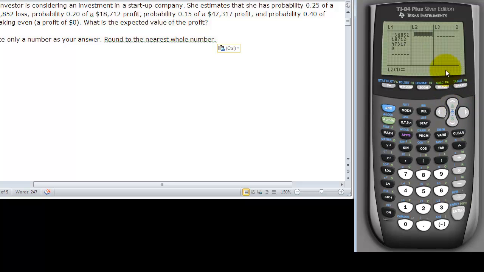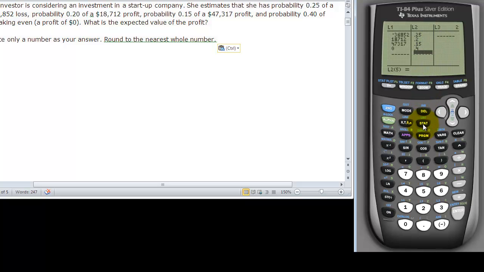And then now over in column L2, in other problems you might have had frequencies here, but in this one we will be putting the probabilities. So the probability associated with the $36,852 loss is 0.25. So enter that in there, 0.25. Next, for the $18,000, the probability was 0.2. So enter that in. Next, for the $47,317, the probability was 0.15. And then finally, for the 0, the breaking even, the probability was 0.4. So click Enter there.